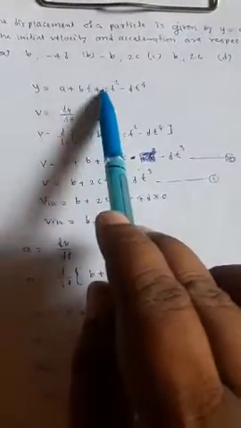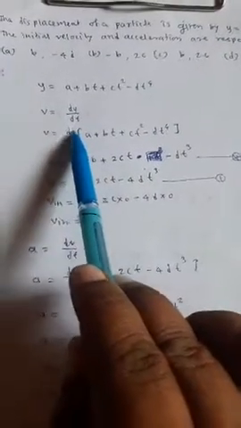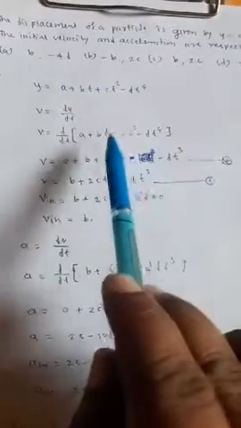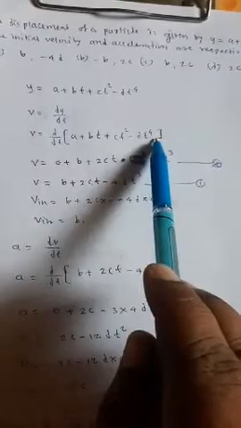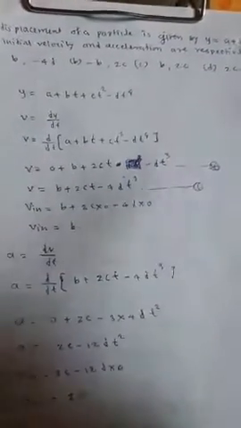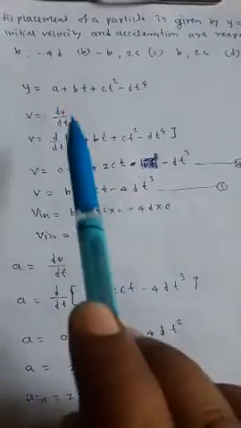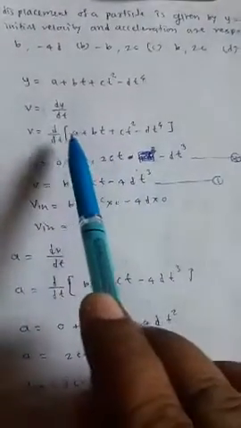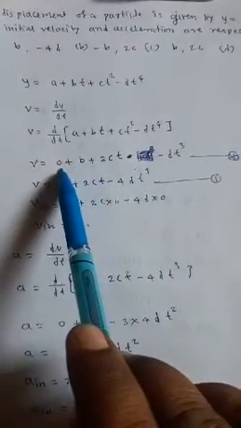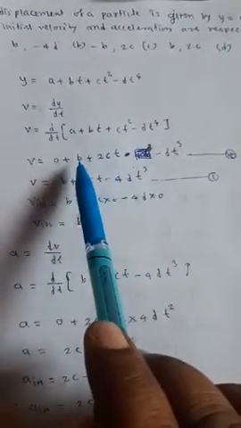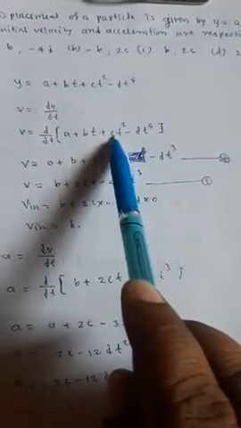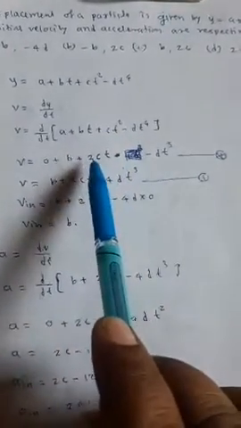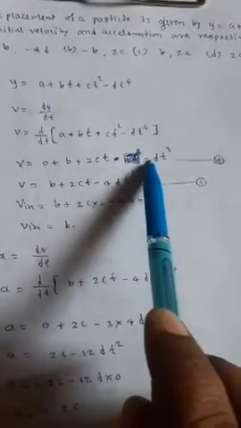Putting the value of y from this equation, we get v is equal to d by dt of a plus bt plus ct square minus dt to the power 4. That means the derivative of this displacement with respect to time. We know that a is constant and its derivative is 0. Derivative of bt, b is constant, is b. And the derivative of ct square: c as it is, and the derivative of t square is 2 into t raised to 1, means 2t. So 2ct, minus d as it is.